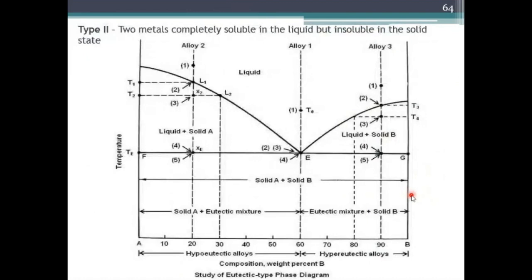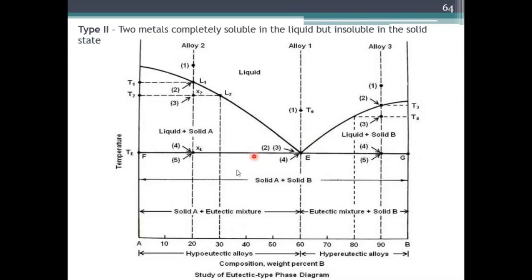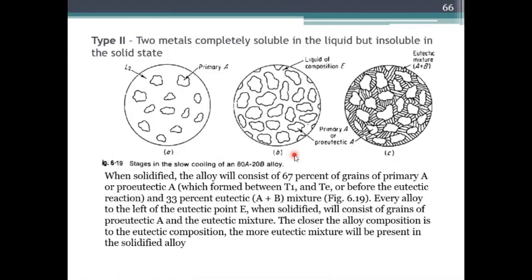So we told you there are particular chemical composition and temperature graphs. But how to find the composition or the temperature, see here. At the point, liquid L1 is saturated in A, but the temperature is dropping slightly. The excess A can solidify out of the liquid. So the crystals of A deposited must be richer than B, wherein you will have this formula and you can find A and B, the point at which they will meet.